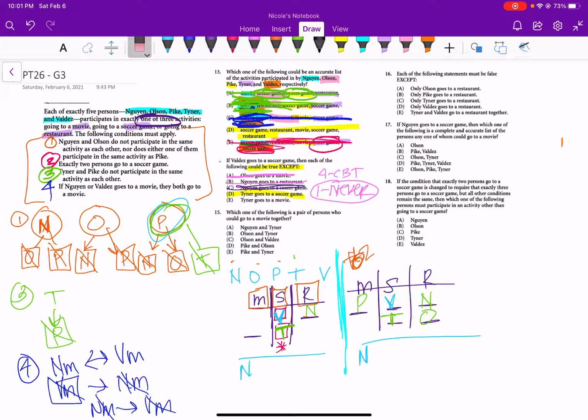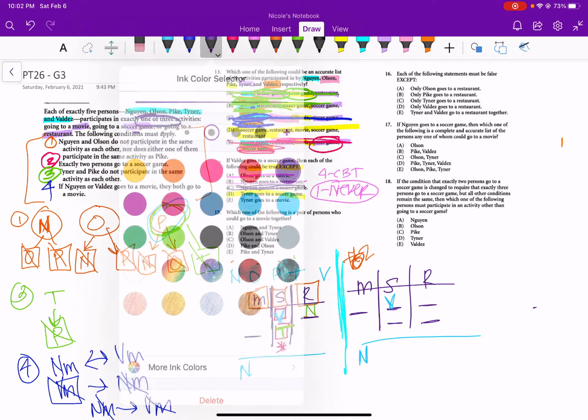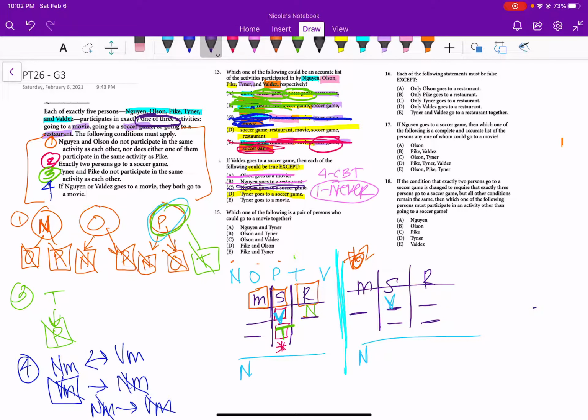the last one just to make sure. T goes to a movie. So can T go to a movie? I'm going to put T here and T here. So we could put, in the second one, I'm just going to put P here. Oh, that won't work actually.